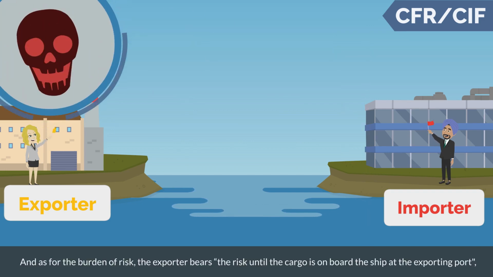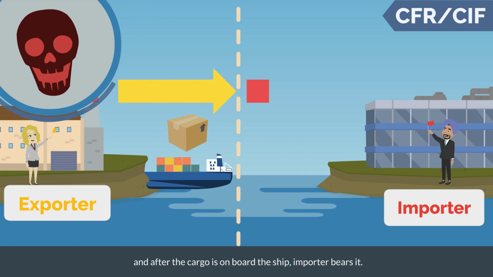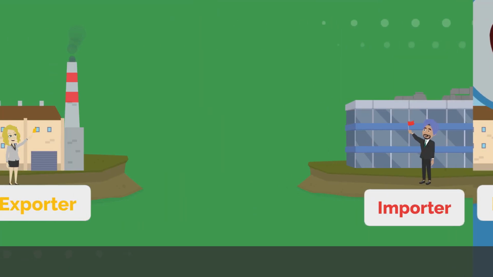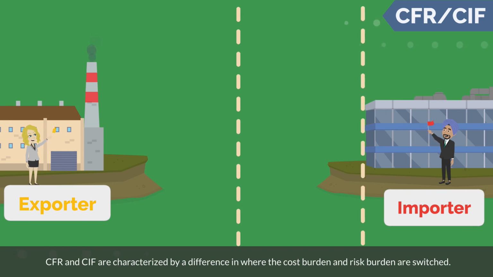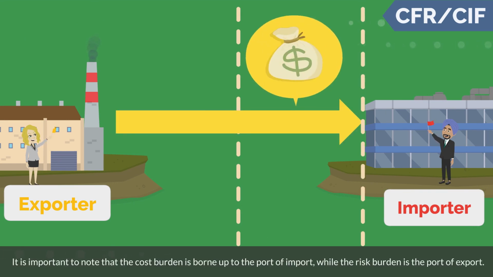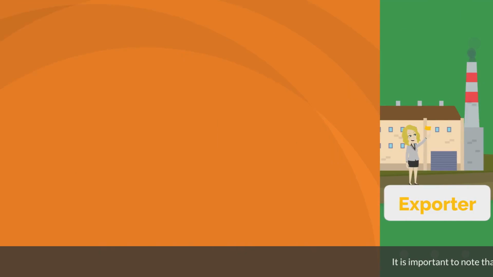And as for the burden of risk, the exporter bears the risk until the cargo is on board the ship at the exporting port, and after the cargo is on board the ship, the importer bears it. CFR and CIF are characterized by a difference in where the cost burden and risk burden are switched. It is important to note that the cost burden is borne up to the port of import, while the risk burden is at the port of export.